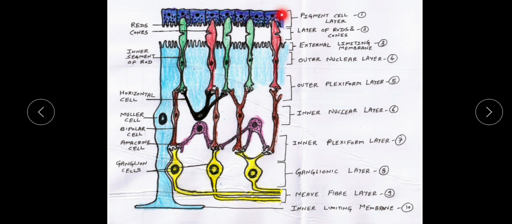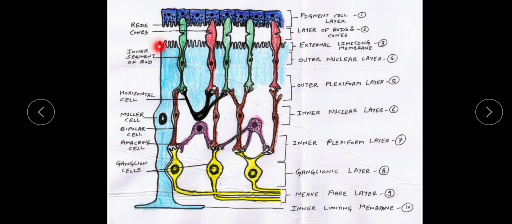This is the number one layer, the pigmented cell layer, which contains pigment granules and is made of low cuboidal cells. After this pigmented cell layer, the second layer is situated here. In this there is the presence of the rods as well as the cones, that is, the photoreceptors. After that, the third layer shown here represents the external limiting membrane, which is a sieve-like structure pierced by the segments of the rods as well as the cones.